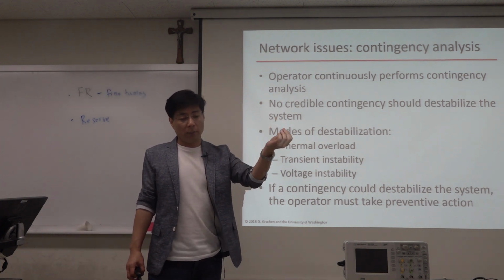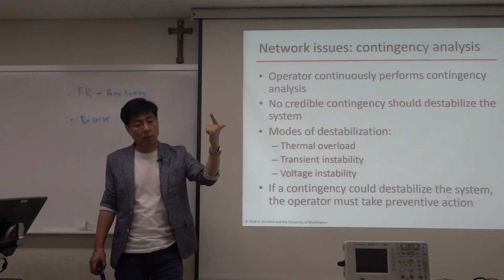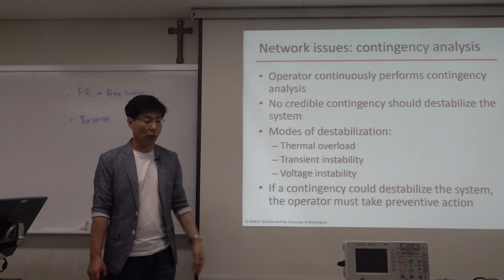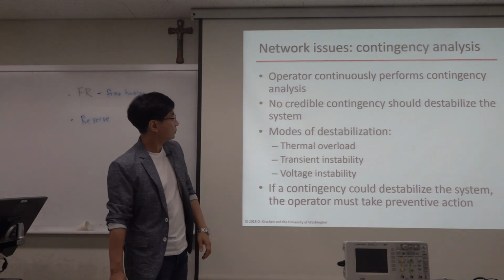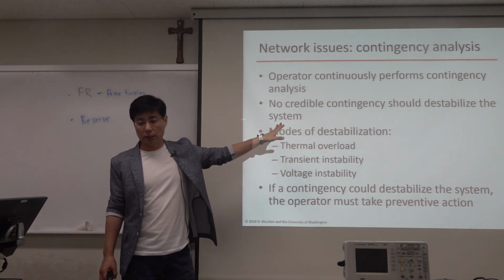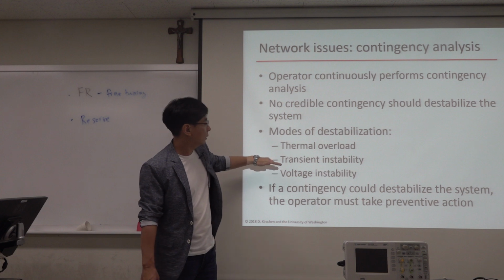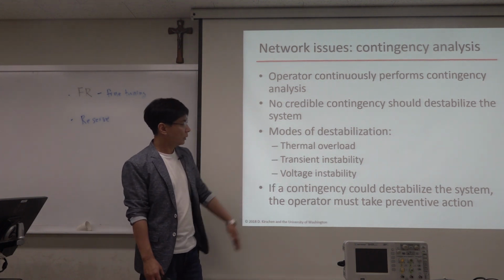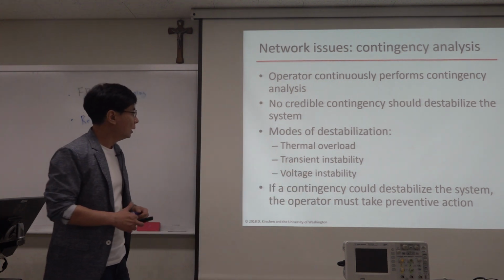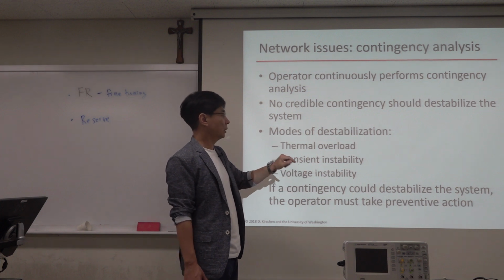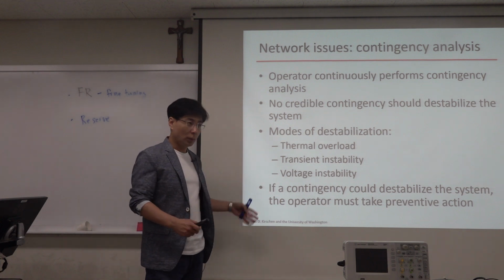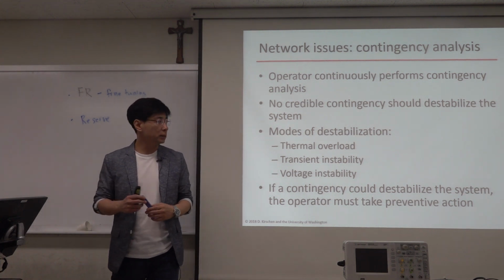Even if one element of the power system, like a generator, transformer, or transmission line, has an outage, the power system still needs to run. Destabilizations you can think of as a kind of disturbance. Thermal overload, transient instability, and voltage instability are examples of destabilizers. If a contingency could destabilize the system, the operator must take preventive actions. That's why, again, n-1 contingency analysis is important.